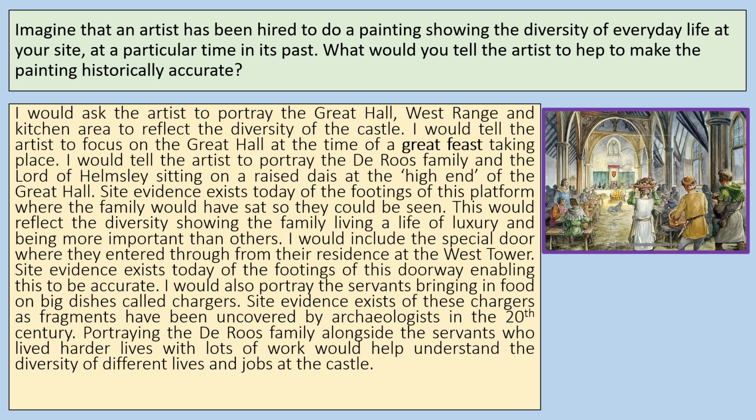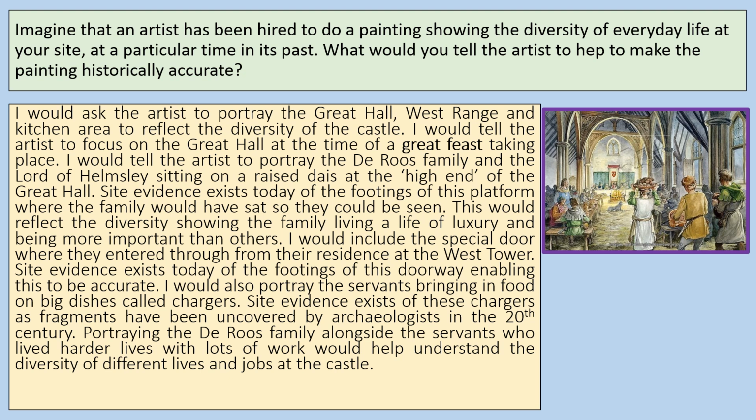Okay, any question around artistic interpretations? If you can write about the Great Hall, I would. I call this the Great Hall hack. I would ask the artist to portray the Great Hall, West Range and kitchen area to reflect the diversity of the castle. I would tell the artist to focus on the Great Hall at the time of a great feast taking place. I would tell the artist to portray the De Roos family and the lords of Helmsley sitting on a raised dais at the high end of the Great Hall.